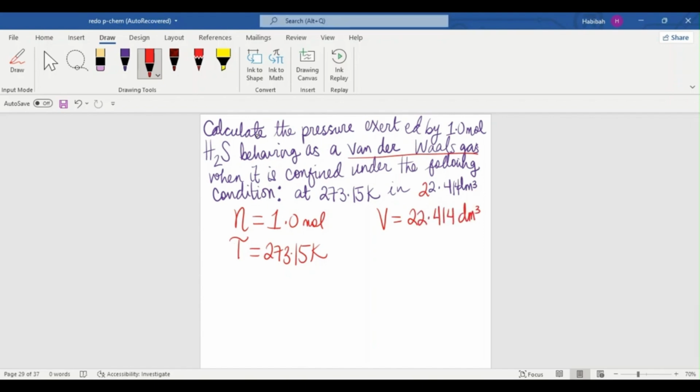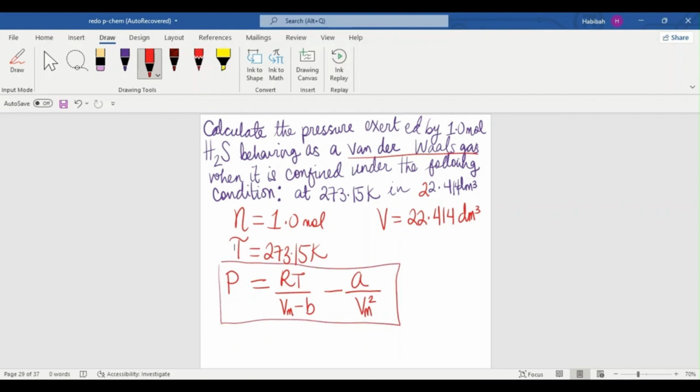Since you know that we're dealing with a van der Waals gas and we've been given the number of moles, the temperature, and the volume, the next thing you have to do is to write out the formula for determining pressure of a van der Waals gas, which is simply P = RT divided by (Vm minus B) minus A divided by Vm squared. Of course, R is the gas constant, T is temperature, Vm is molar volume, and this is the formula we're going to need to solve this question.